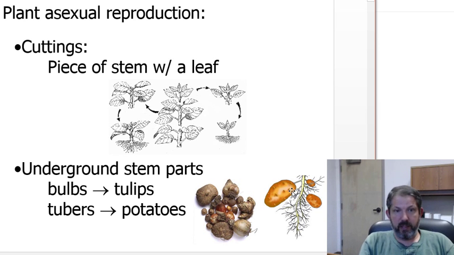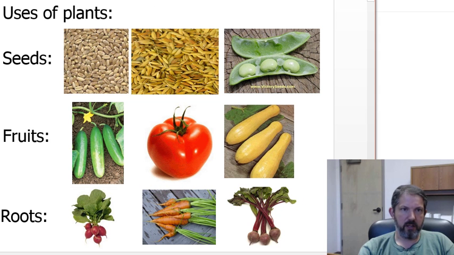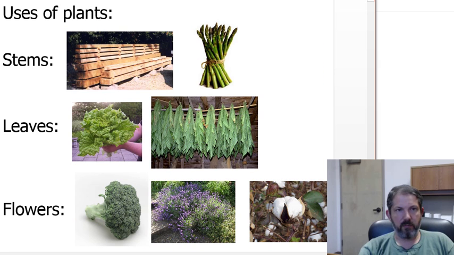Underground stem parts that we might eat, bulbs, like for tulips, these are just energy reserves to come up in the spring. Tubers, again, it's just energy reserves. It's kind of an underground stem that gets all full of starch, and we like to eat those, or like an onion. So we use seeds, we use fruits, we use the roots, we use stems, we use leaves, we use flowers. We use plants extensively.